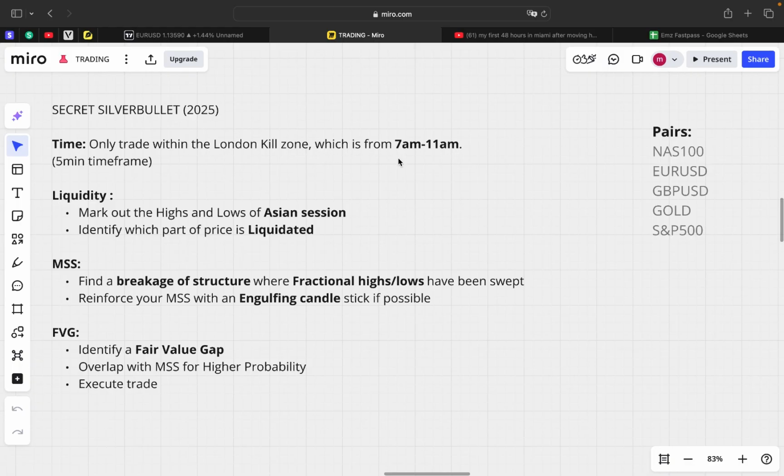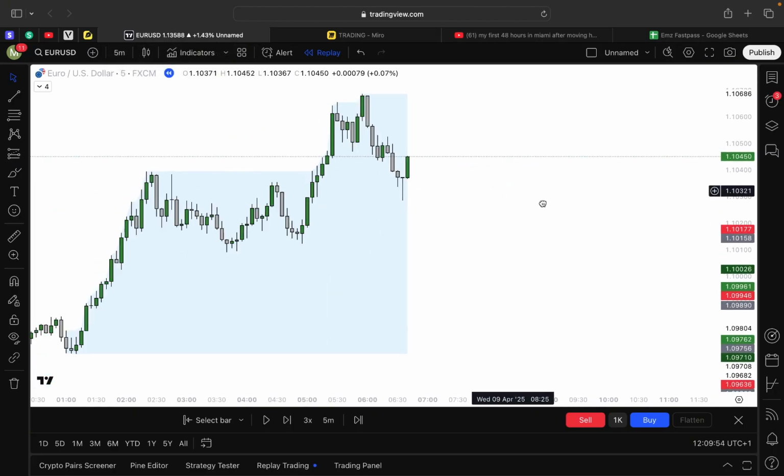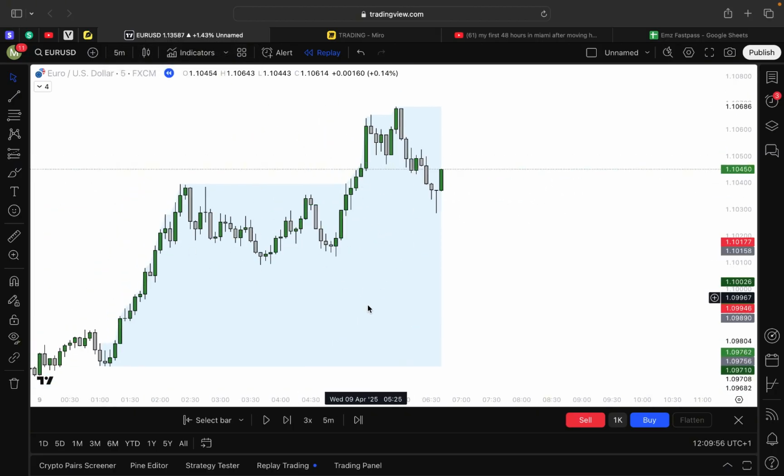So the first thing you need to do is only trade within the London kill zone, which is from 7 a.m. until 11 a.m. on the 5-minute time frame. You need to mark out the highs and the lows of Asian session, and we identify which part of price actually gets liquidated. So let me show you exactly what this means. The blue area, all of this is Asian session.